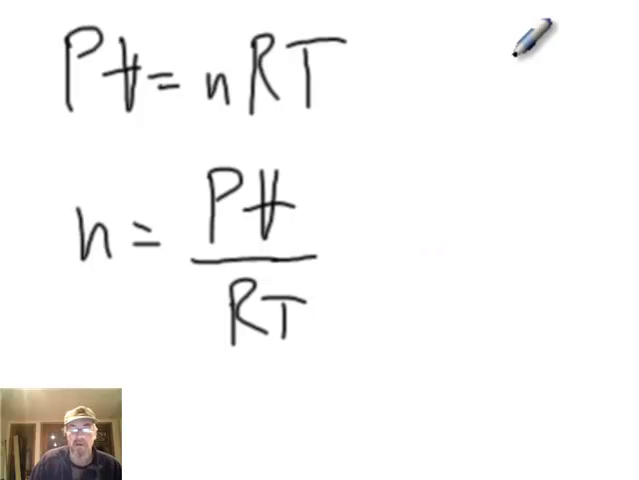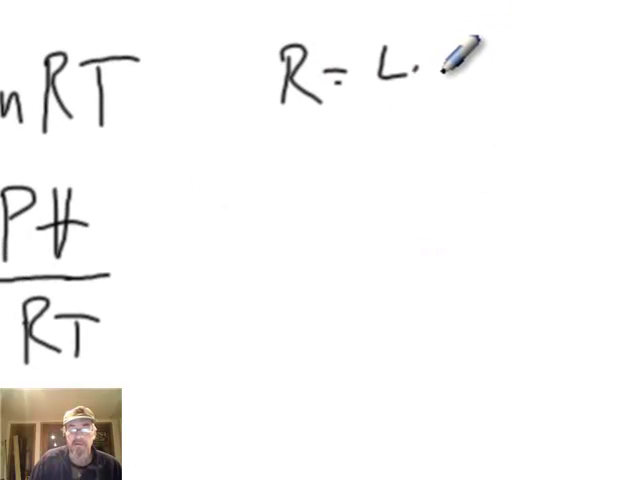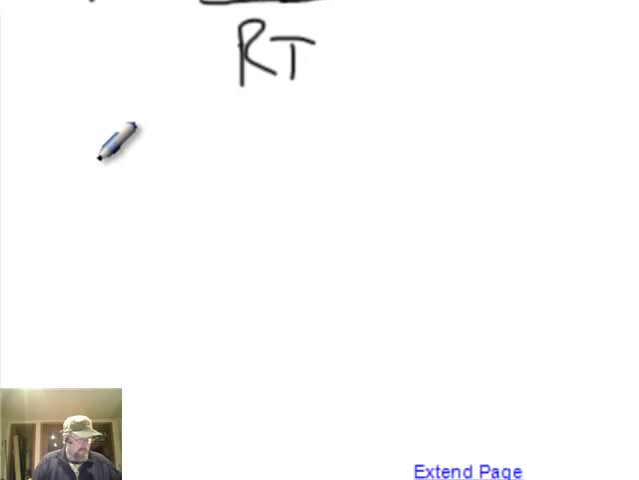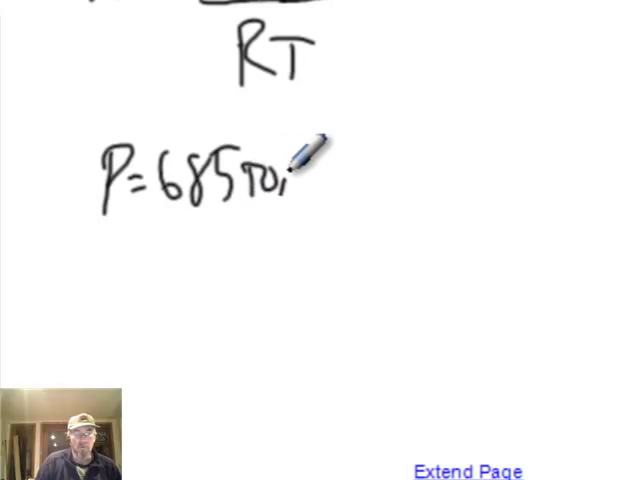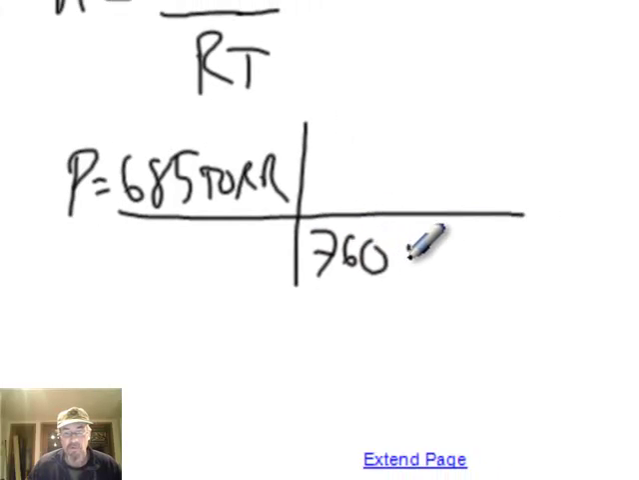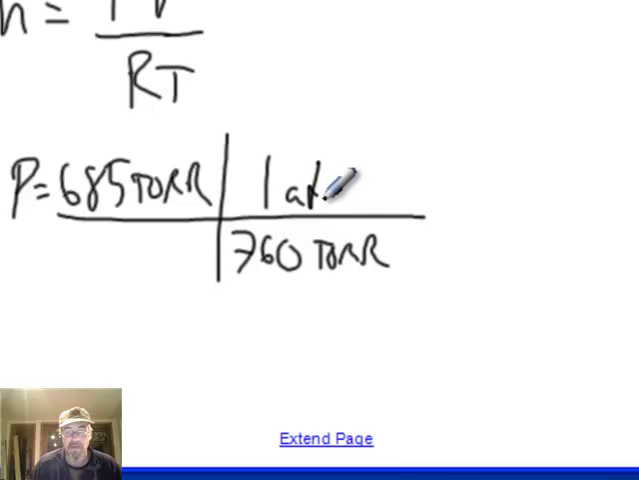Now, because of the units on R being liter atmospheres per mole Kelvin, anytime we put a volume in the ideal gas law, that's got to be in liters. Anytime we put a pressure in, it's got to be in atmospheres. And anytime we put a temperature in, it's got to be in kelvins. So let's do some conversions here. We know from the problem that our pressure is 685 torr, but we want that in atmospheres. So we'll use the conversion that we learned earlier. 760 torr is the same thing as 1 atmosphere.